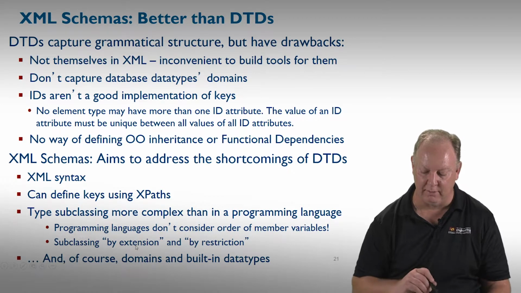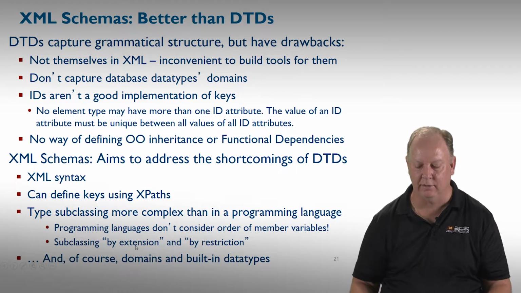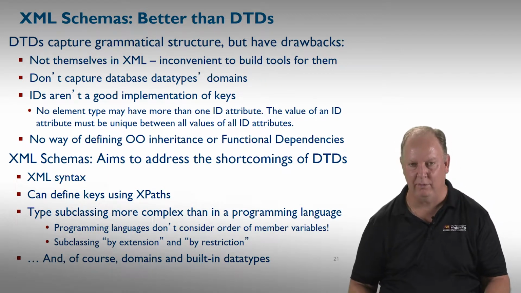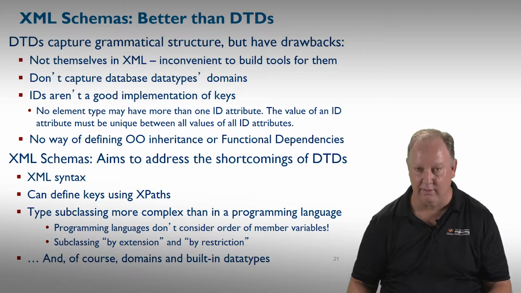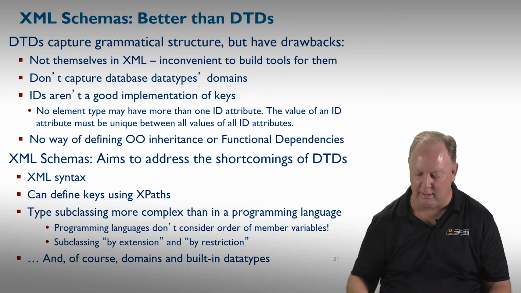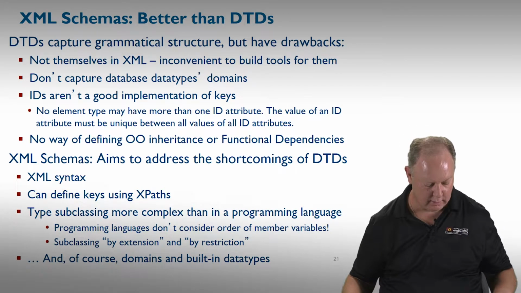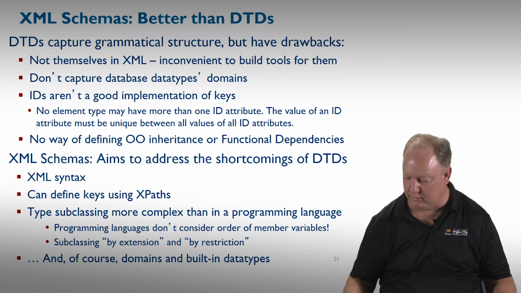And you had subclassing by extension or by restriction. So you could extend or augment a type, and that was a subclass, and you could also do it by restriction, or constrain the set of things that would happen in the subtree. And then you had some domains and built-in data types you could use, and you could even reference other XML schemas from within your XML schema. So a lot of more interesting things that you could do with an XML schema.